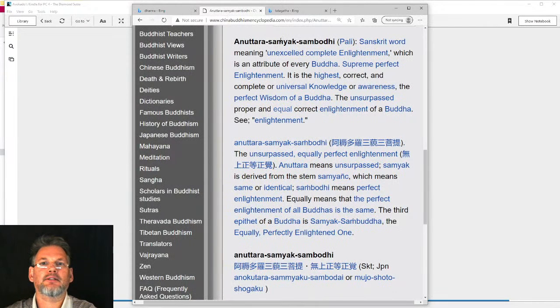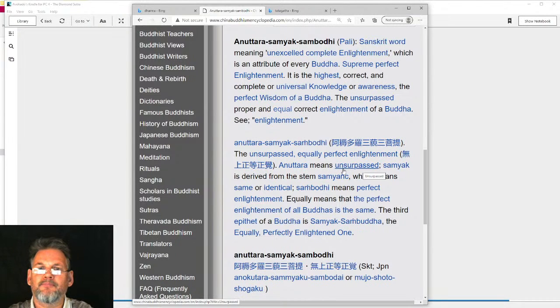And the term enlightenment, or also supreme perfect enlightenment, is in the original text called Anuttara Samyak Sambodhi, a Sanskrit word meaning unexcelled complete enlightenment, which is an attribute of every Buddha. It is the highest, correct, and complete or universal knowledge or awareness, the perfect wisdom of a Buddha, the unsurpassed, proper, and equal correct enlightenment of a Buddha. It's a little more interesting definition of enlightenment. And I would say that in our understanding, if we use the Third Testament terminology, enlightenment is here cosmic consciousness, symbolized by the star that I just showed you in the three symbols.